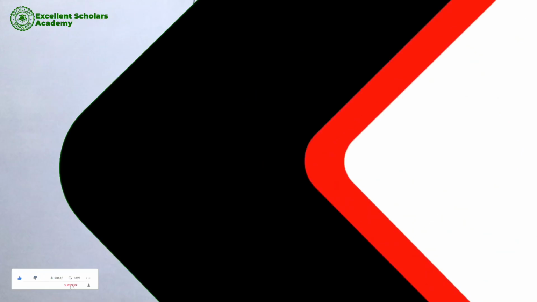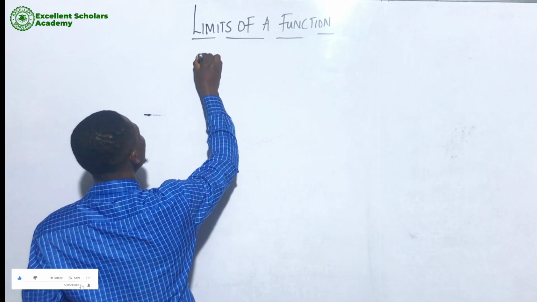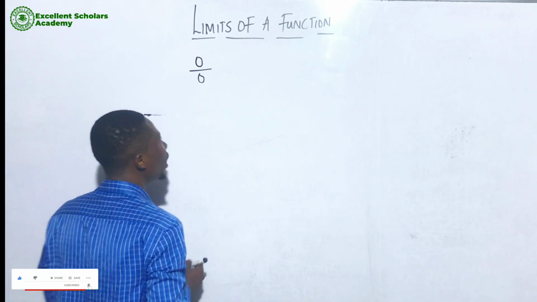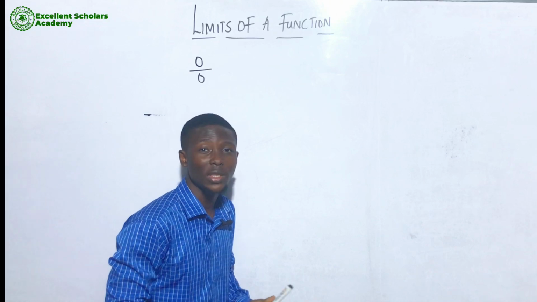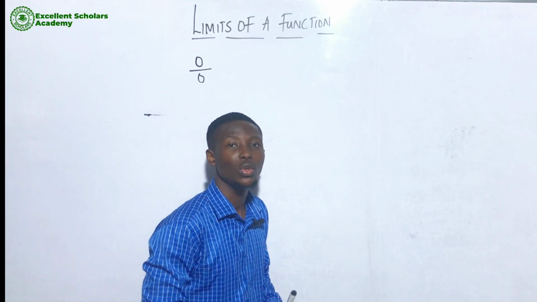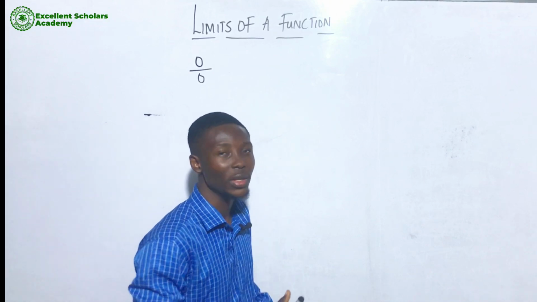You must avoid 0 over 0 while carrying out the limit of a function, because 0 over 0 is a math error, it's not possible. So you must avoid 0 over 0.